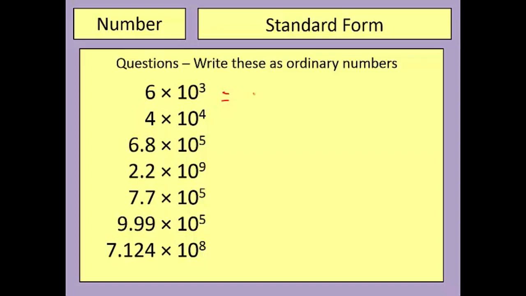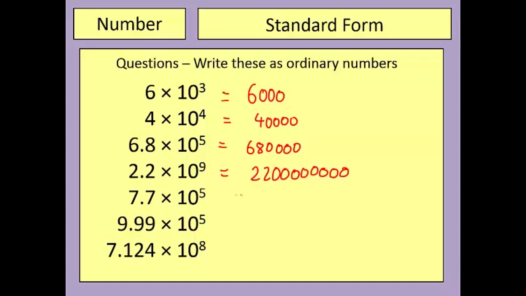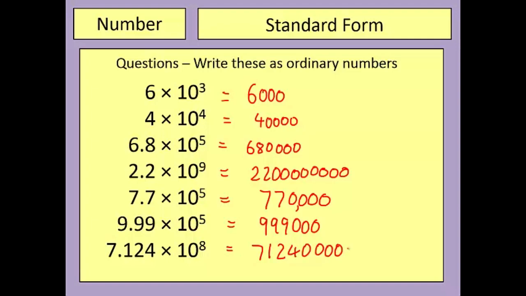Okay, here are the answers. This first one comes out as 6,000. This next one as 40,000. This next one as 680,000. This next one is quite a large number, 2, and then 1, 2, 3, 4, 5, 6, 7, 8 zeros. And then we have 770,000, and then 999,000, and finally 712,400,000.